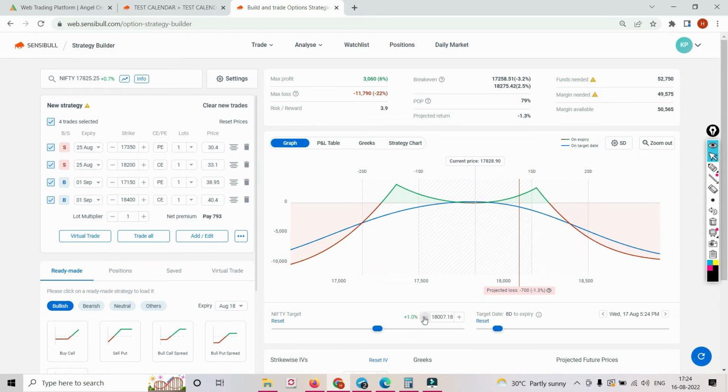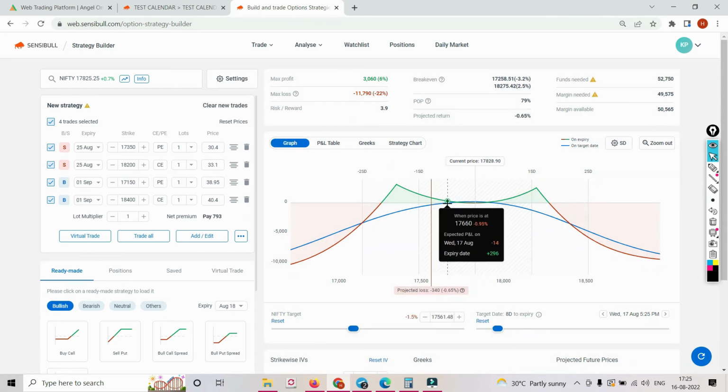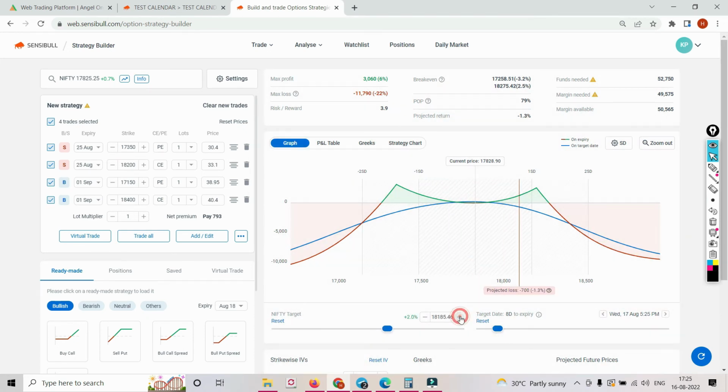Let's take the other way. Market fell by 1.5%, right? Though the blue line is not giving you the safety. Let me show you the other way. 1.5% upside, or let's say 2%, or let's say 1.5%, to be more realistic, you have 700 loss now.